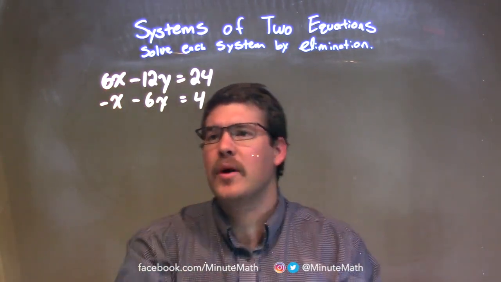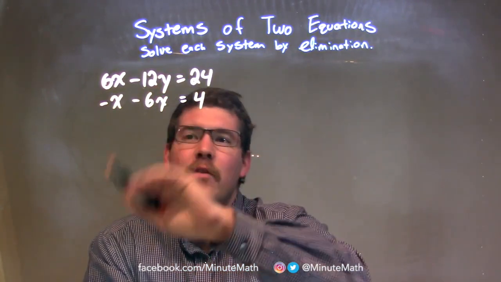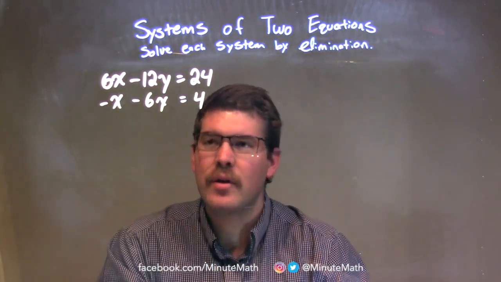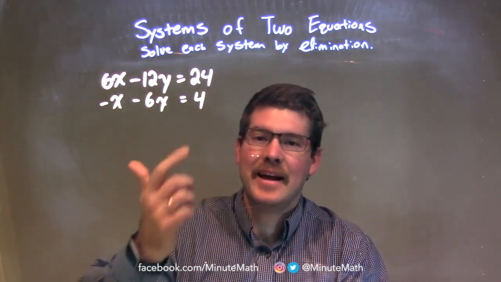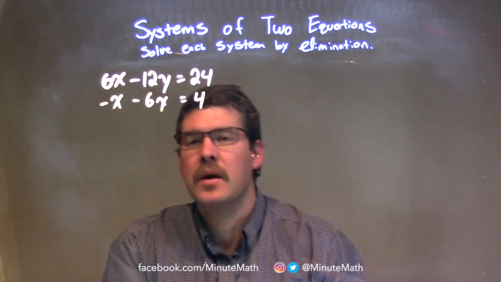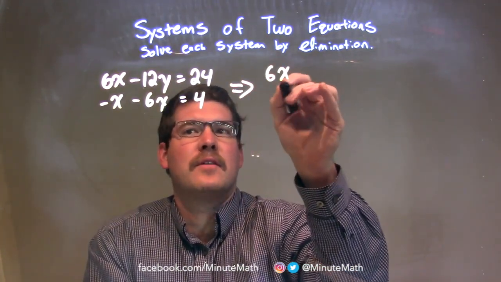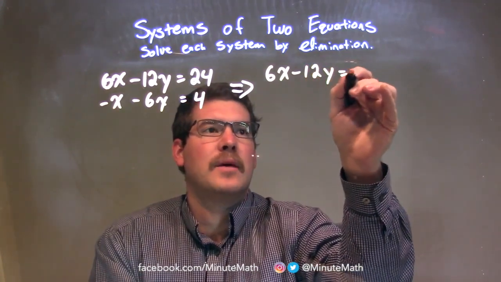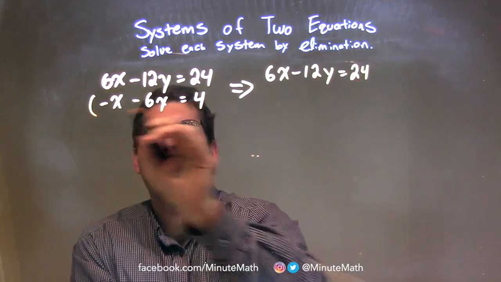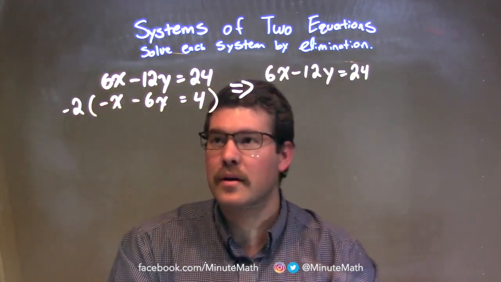So the way I'm looking at this and thinking about it, I'm looking at the negative 12 and the negative 6. I know if I multiply 6 by 2, I can get 12. And if I multiply the negative 6 by negative 2, I'm going to get that positive 12. That's going to be opposite of the negative 12 above it. So what I'm going to do is rewrite the first equation, 6x minus 12y equals 24. But the second equation, I'm going to multiply by negative 2, and that's the whole equation.